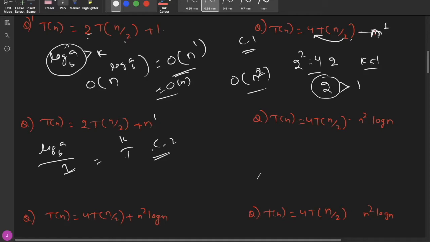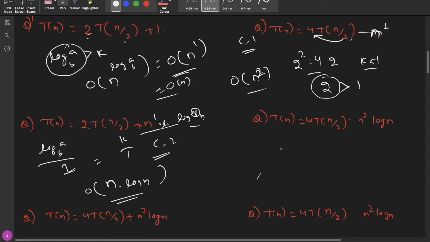If both are equal, what we are doing, we have to check the value of p. Here the value of p is 0, so no issue for us. What we can do, we can just add more log to the right side to make it greater than the left side. So the answer should be n log n. If both are equal, then we have to multiply log n on this side.